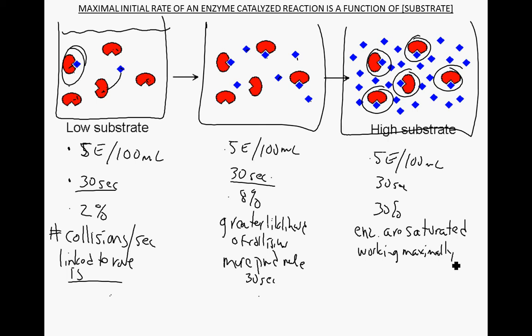They're working as fast as they can. They are converting as much substrate into product in this given 30 seconds as they possibly can. So as soon as they are finished with this substrate, they move on to the next one, but they can only do it so many times. It doesn't matter. I could jam even more. I could make this 40%, and it's still not going to go any faster.